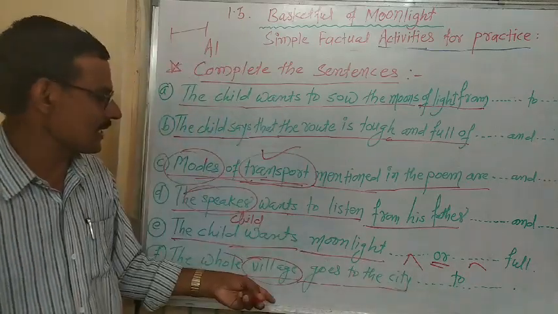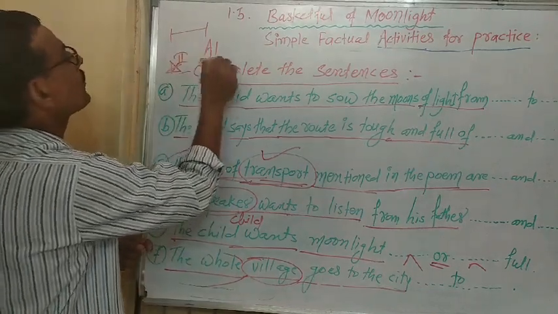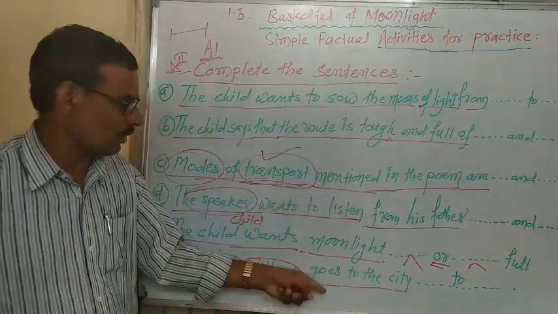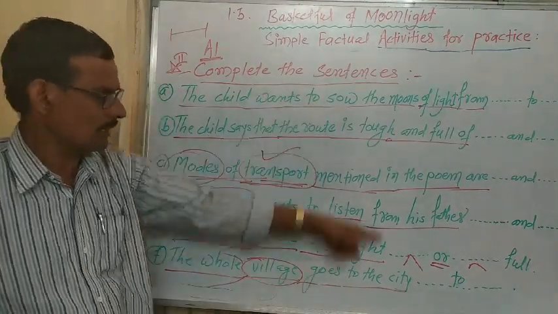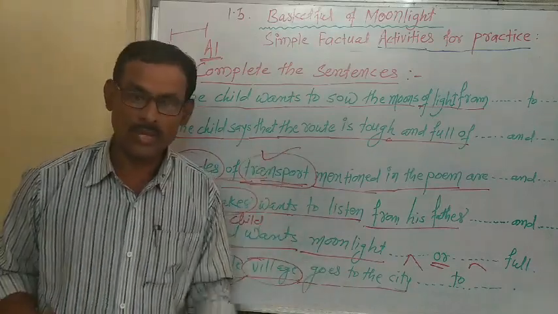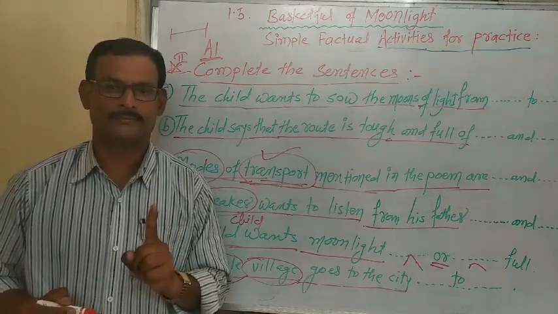So these are the sentences. This is the second type, as we can say, of factual question to solve. You have to go through and complete all the given sentences. This is the second type of factual questions, that is simple factual question.